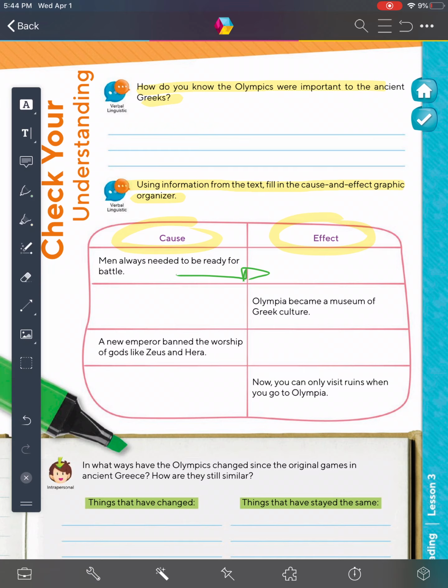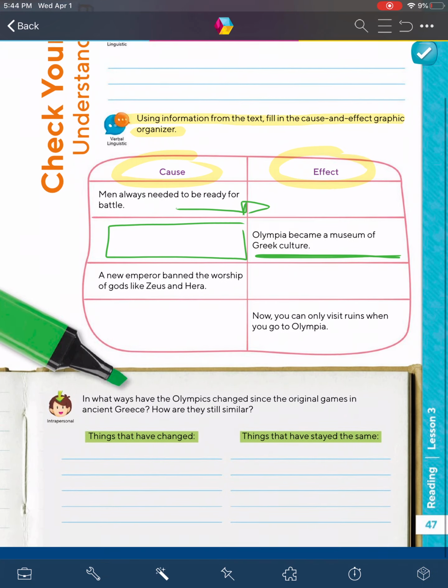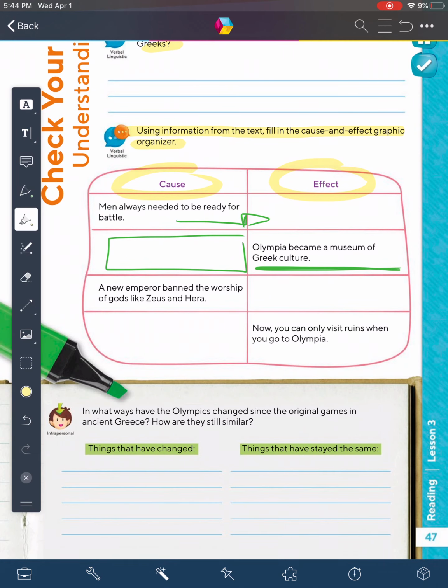So you're going to do the same with the other sentences. In some other cases, you have the effect, like this, and you have to find the cause. Go back on the text and try to find this idea first and read it in the context. Now, let's keep moving and let's read the last exercise.